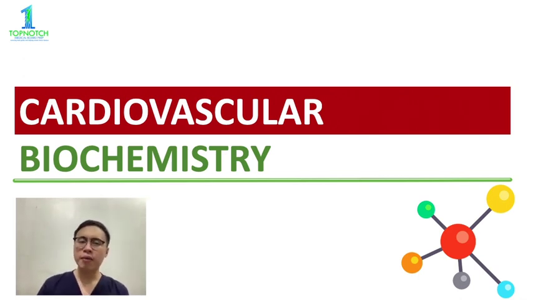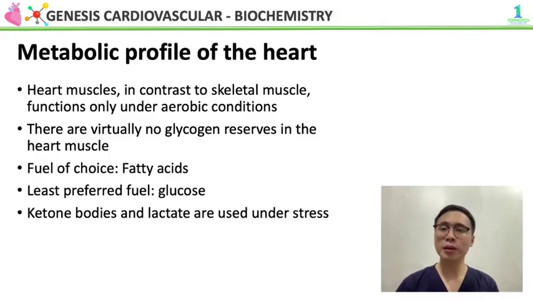So in terms of biochemistry of the cardiovascular system, there isn't really a lot of specific biochemical pathways that only exist for the heart. But here, we would like to emphasize some peculiar aspects of the metabolism. For the metabolic profile of the heart muscles, in contrast to the skeletal muscles, they only function under aerobic conditions. And there are virtually no glycogen reserves in the heart muscles.